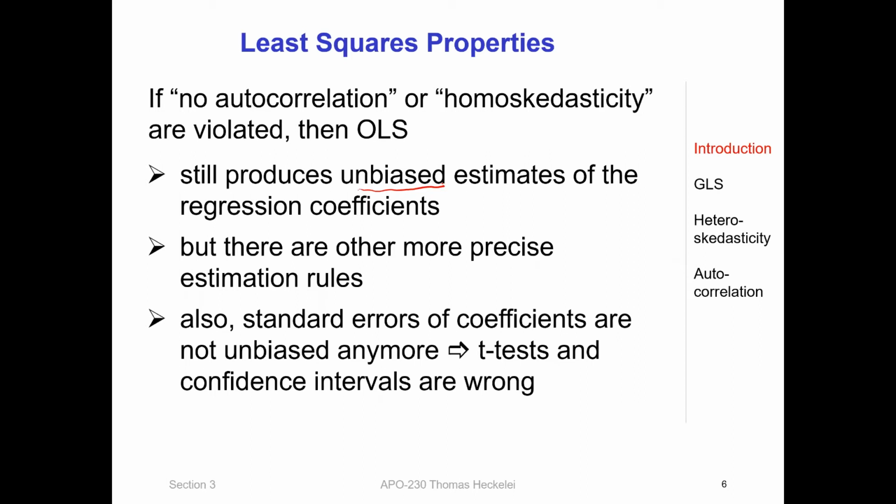If you go back to the video where we worked on proving the unbiasedness of the OLS estimator, you will see that we only used assumptions A1 and A2, and we didn't touch A3 and A4 for that. Therefore, violating A3 and A4 doesn't affect the unbiasedness of the estimate.